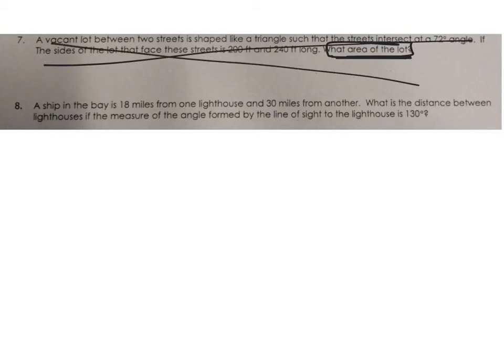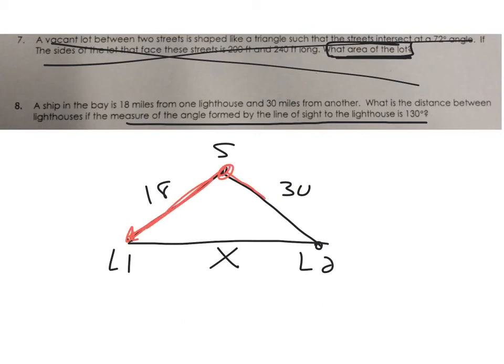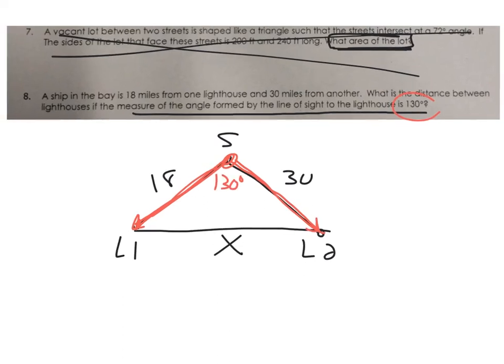A ship in the bay is 18 miles from one lighthouse and 30 miles from another. So you have this ship and you have these 2 lighthouses, and it says the ship is 18 miles from one lighthouse, 30 miles from another. What is the distance between the lighthouses if the measure of the angle formed by the line of sight to the lighthouse is 130 degrees? Well, here we have the ship, and the ship is looking at these 2 lighthouses, and the angle formed by the lines of sight is 130 degrees. So this is the diagram that you needed for this problem 8.